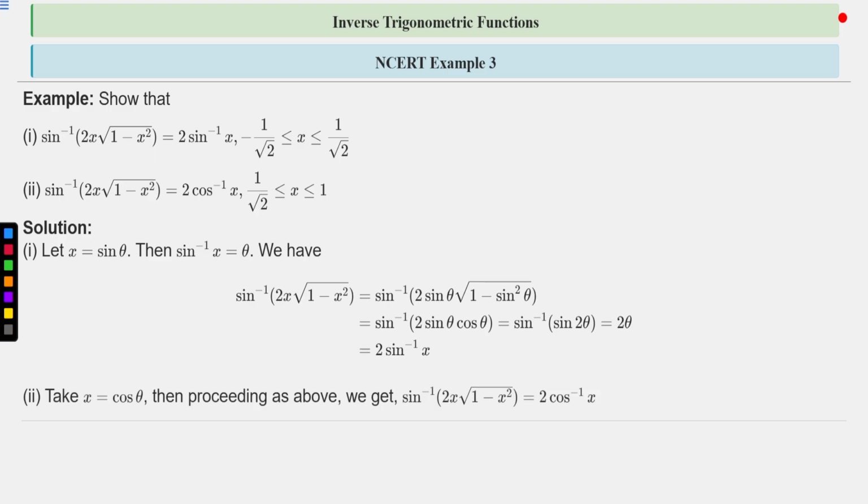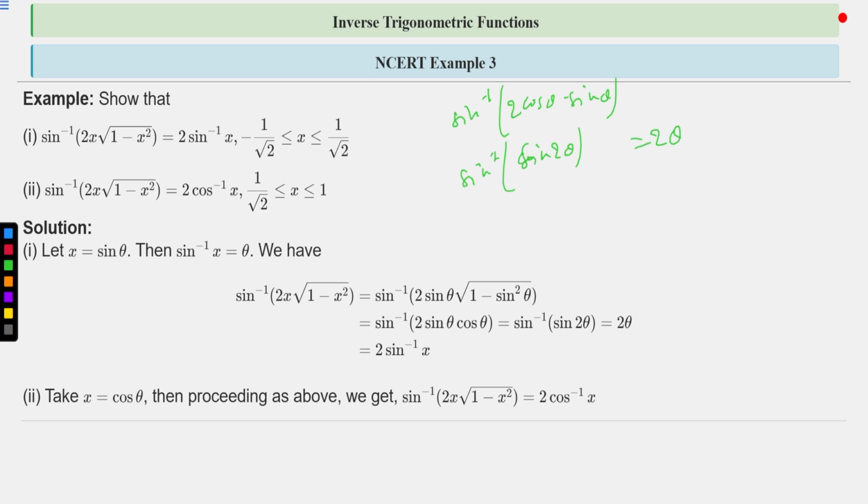And second thing, the second case, how you can prove: you can take x is equal to cos theta, right? x is equal to cos theta. Got it? When you put x equal to cos theta, and by doing the above process, in the left hand side you will get sine inverse of 2 cos theta into sine theta again, right? Because root of 1 minus cos square theta is equal to sine theta. So you will get sine inverse of sine 2 theta again, which is equal to 2 theta, right? Clear?